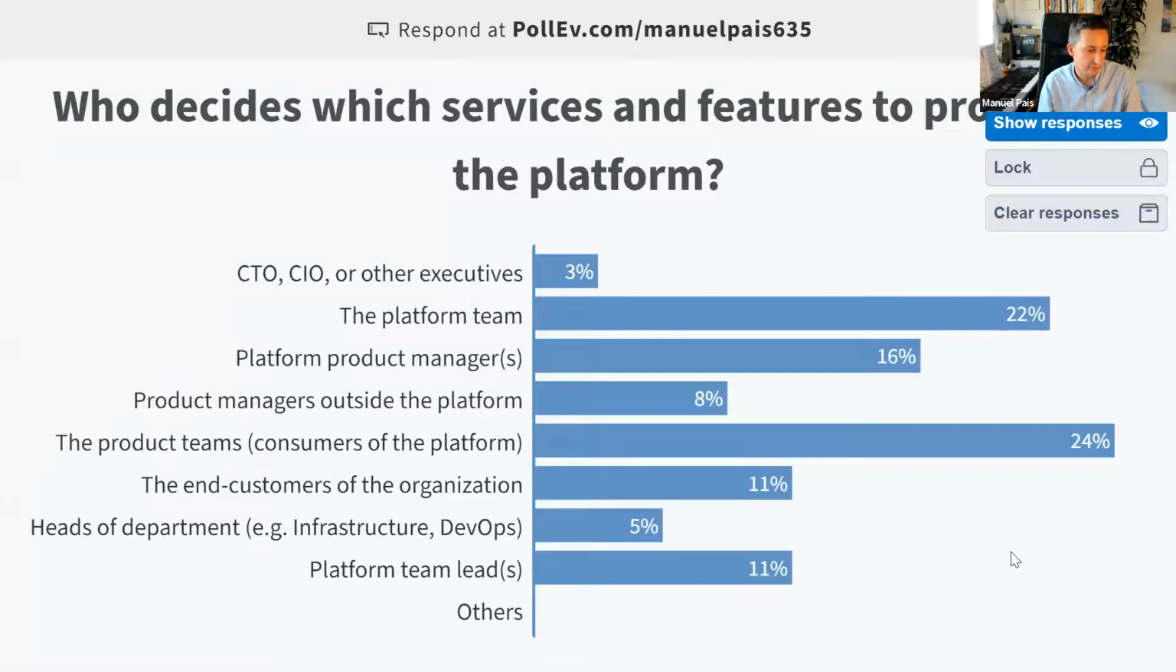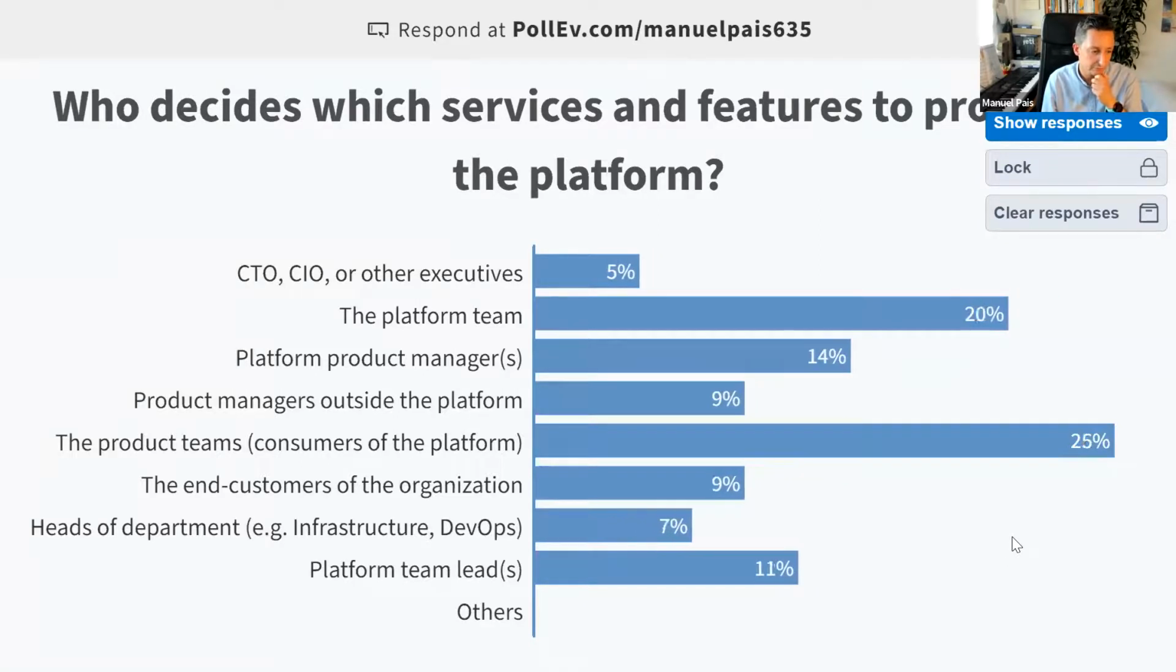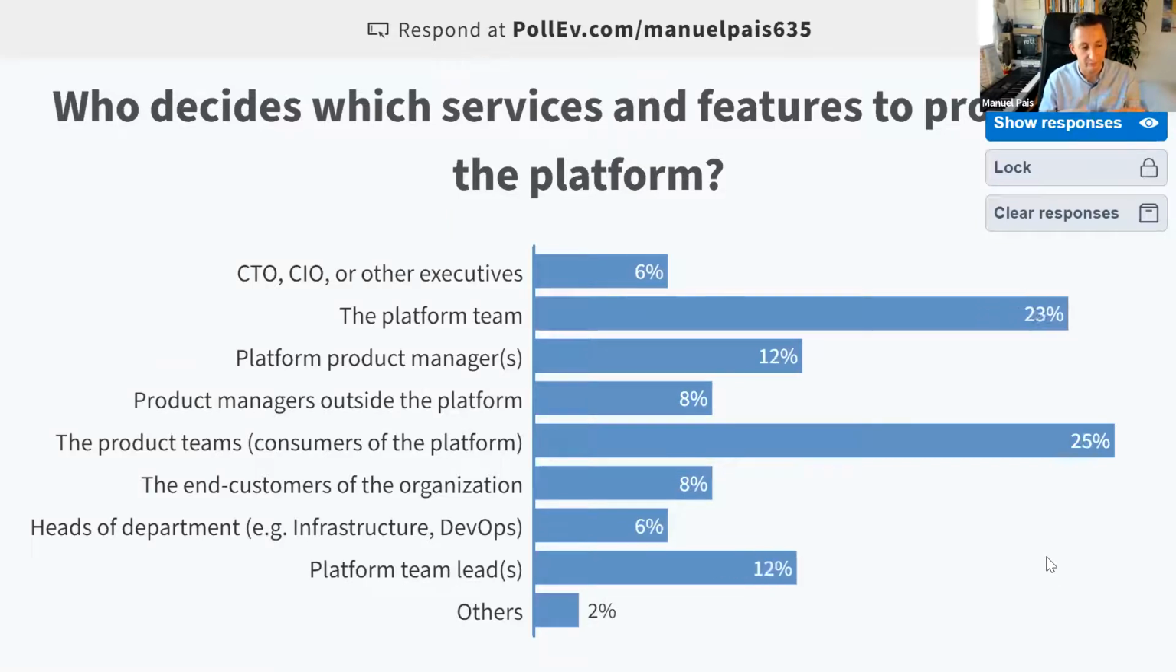There's some answers coming in. So it seems a lot of people are saying the product teams, the consumers of a platform, the platform team themselves, product managers. Okay. So I think it's a good, it shows that there are multiple different inputs to the decision making around what we should go and build in the platform.